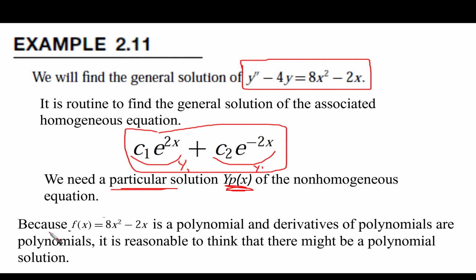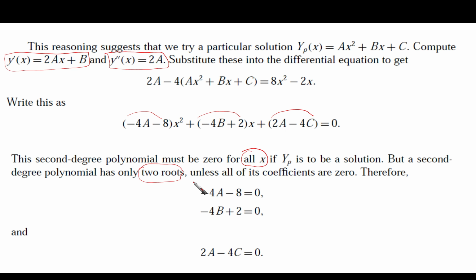So here it tells us something. Whenever f of x, which is 8x squared minus 2x, is a polynomial, and derivatives of polynomials are polynomials as well, because we know that if it's a polynomial, then the derivative of the polynomial is going to be a polynomial as well. So it is reasonable to think that there might be a polynomial solution. That's what we are going to think about. It's pure guessing here. Because this is a polynomial, maybe the solution of the equation is going to be a polynomial as well. Okay, so let's go and explore more.